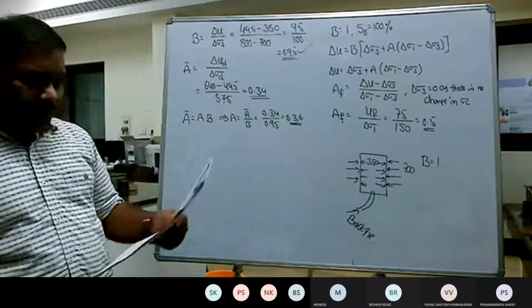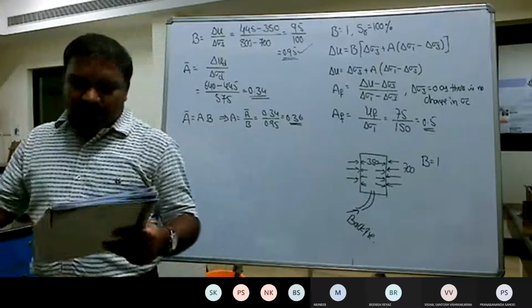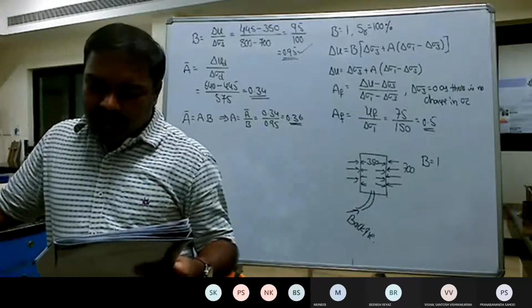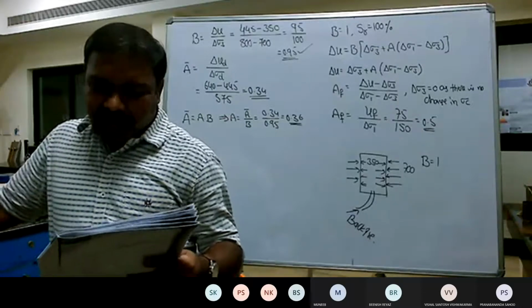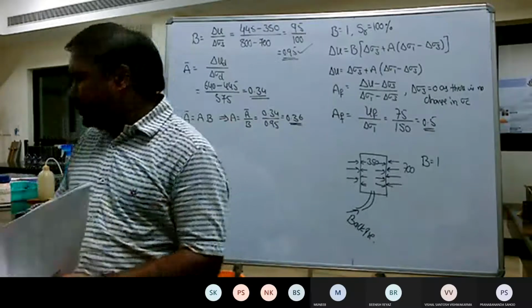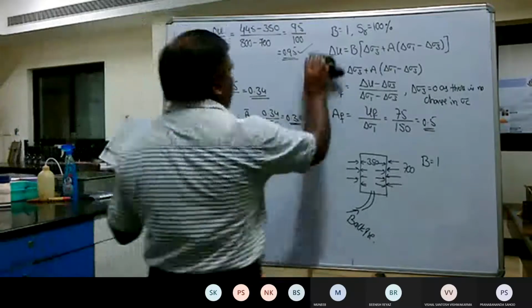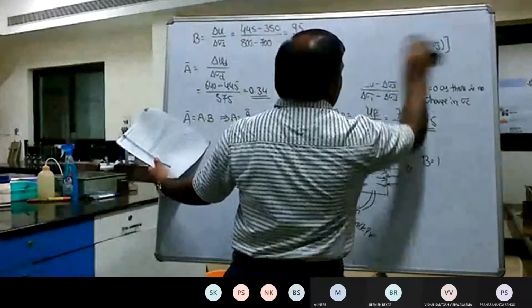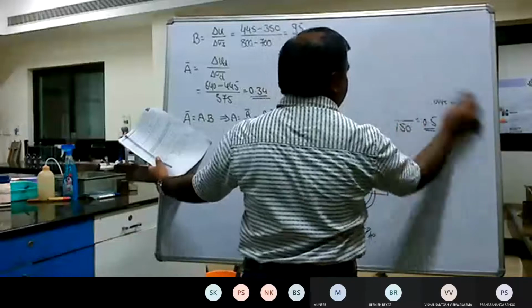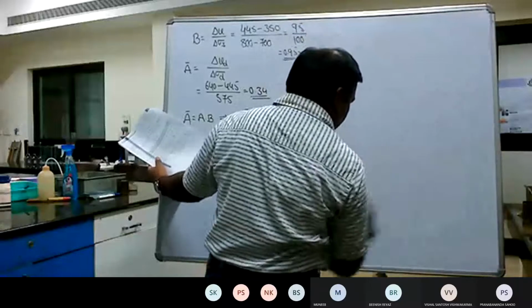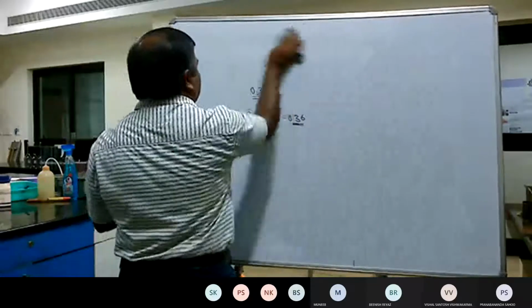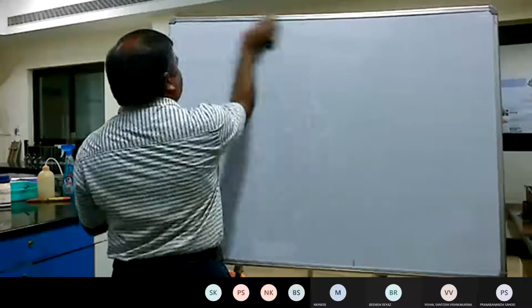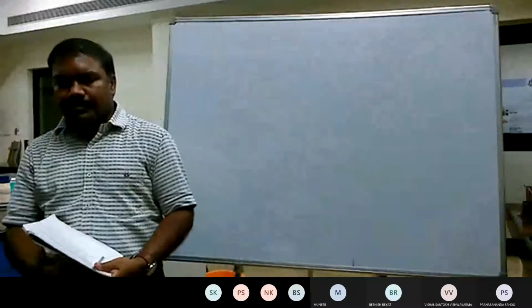Okay, so now we can go to the next sum. The results of a series of CU bar tests on undisturbed samples of an over-consolidated clay were as below: cell pressure, deviator stress at failure, and pore water pressure at failure. Everything has been given. Please read the statement and the data once or twice and let me know your understanding of the data.